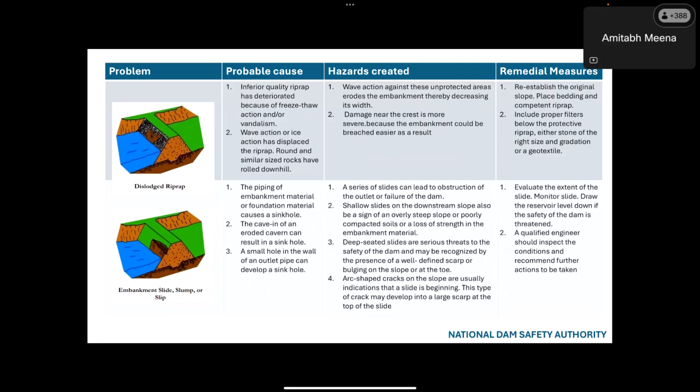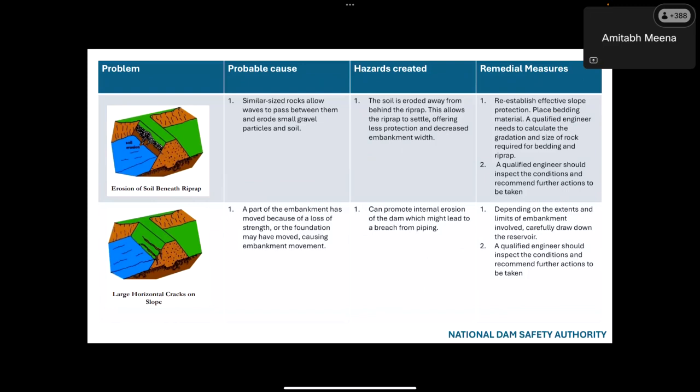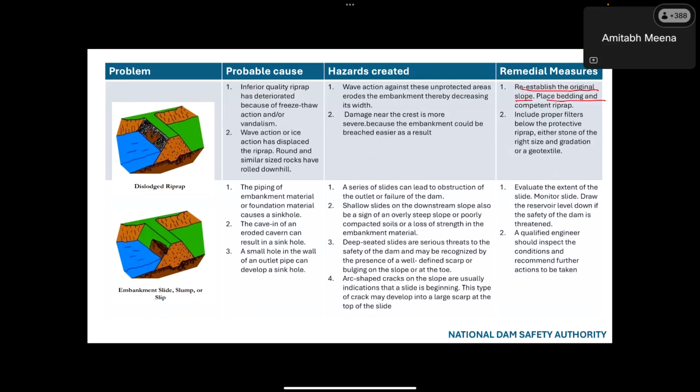So these are the defects of the riprap. We have to re-establish the original slope, place bedding material, and place bedding and competent riprap. Include proper filters below the protective riprap, either stone of the right size and gradation, or a geotextile. So a geotextile filter can also be placed underneath this riprap.